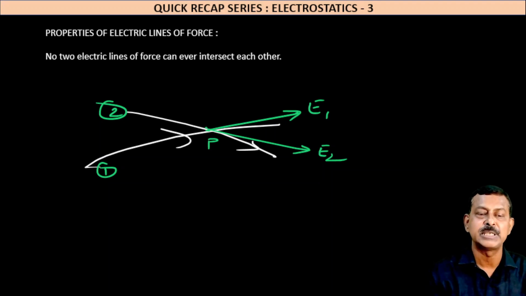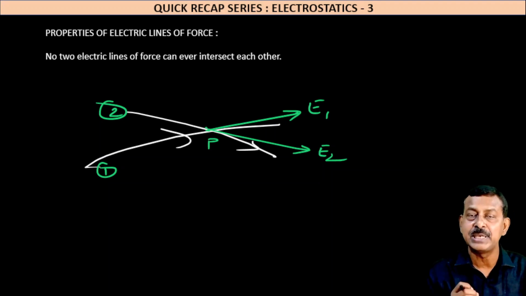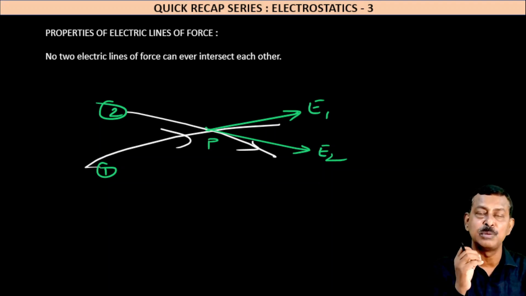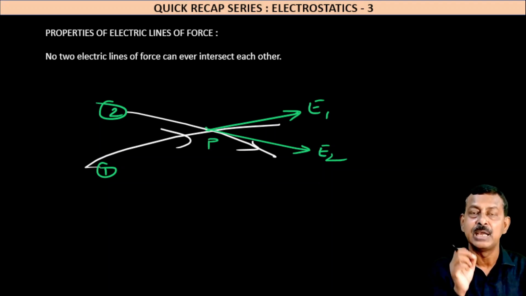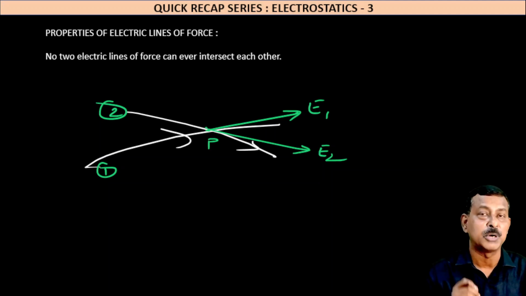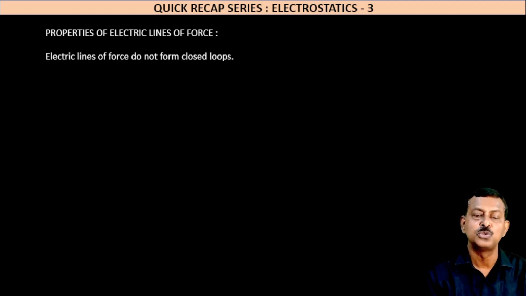This is why we say that two electric lines of forces can never intersect. Because if they intersect, in that case, there will be two directions of electric field at the same point corresponding to the two electric lines of force which we have taken. So, which is not possible. Electric lines of forces do not form closed loop.